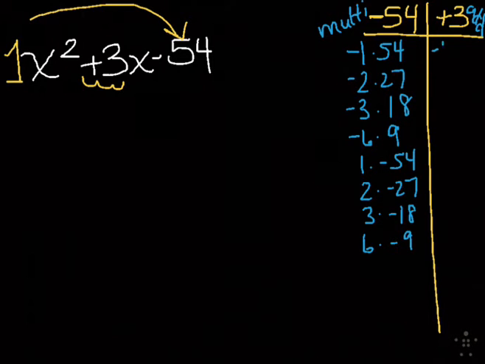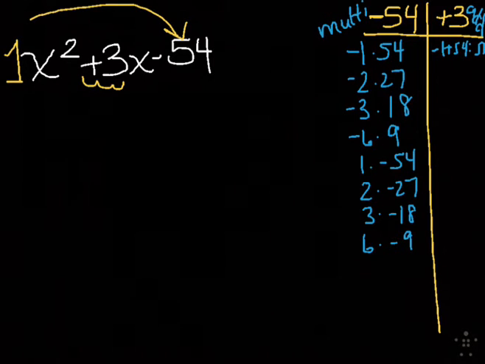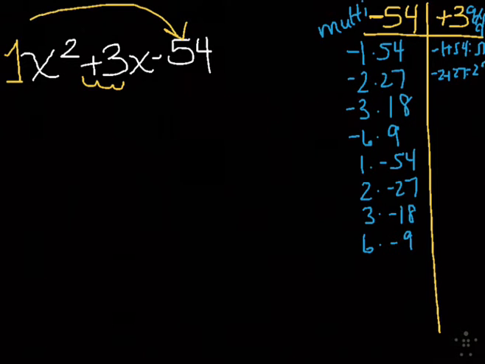So now if I add these, negative 1 plus 54 equals 53. That doesn't work. Negative 2 plus 27 is 25. That doesn't work. Negative 3 plus 18 is 15. That doesn't work. Negative 6 plus 9 is positive 3. Oh, that works. So these are the factors I'm going to put in the problem.